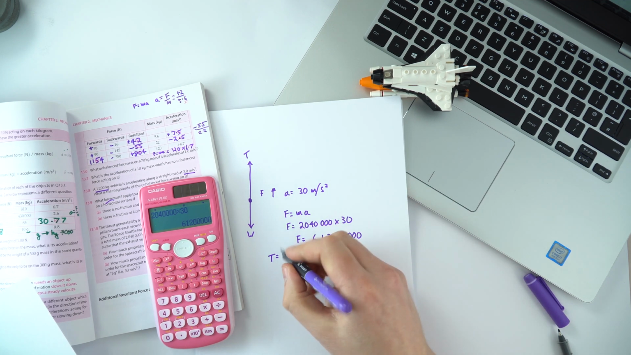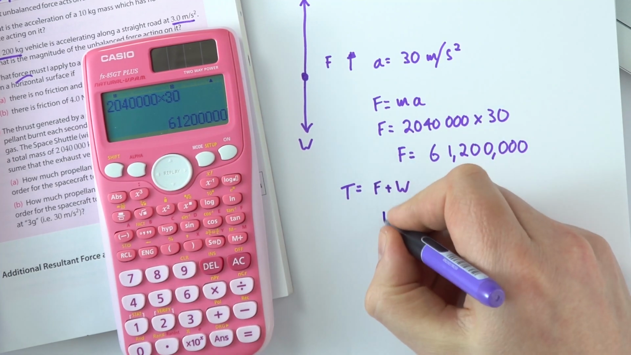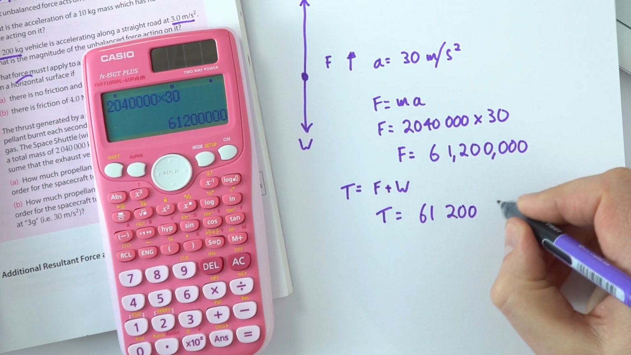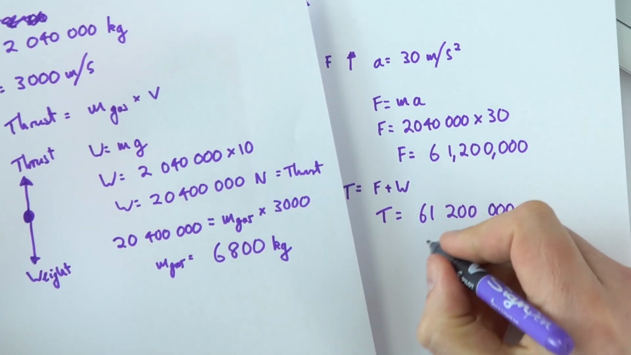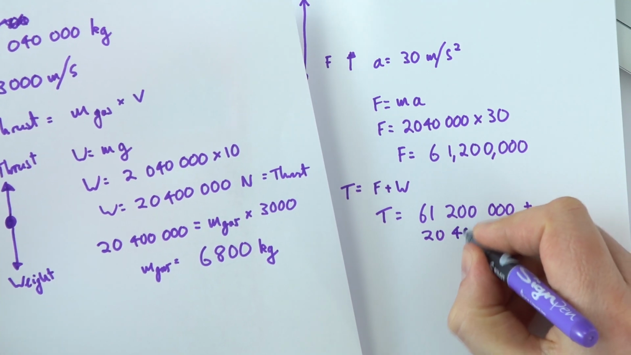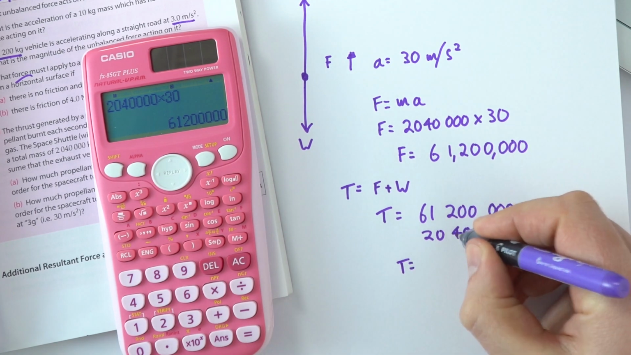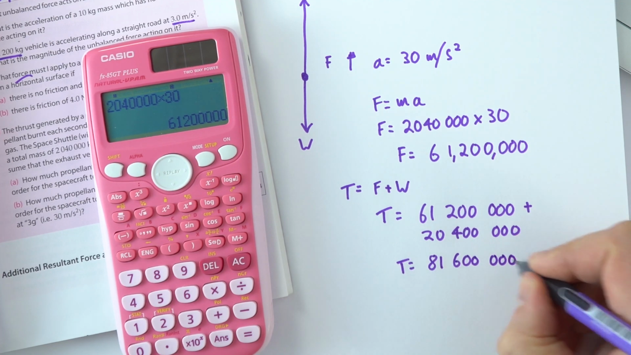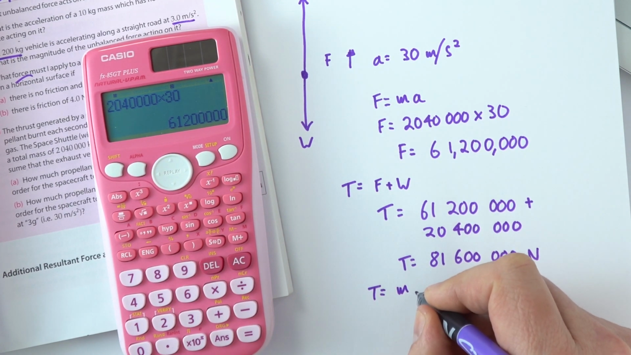Now, in order to have this as a resultant force, the thrust must be even bigger than this because there's also the weight. And effectively, the thrust is equal to the size of the resultant force plus the weight, or I guess taking away the weight, which is acting in the opposite direction. So here, the total thrust must be equal to 61,200,000 newtons plus the size of the weight, which is 20,400,000 newtons. So the thrust must be these two numbers added together. So that's going to be equal to 81,600,000 newtons.